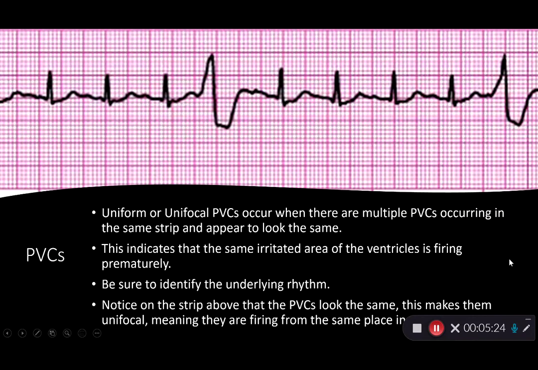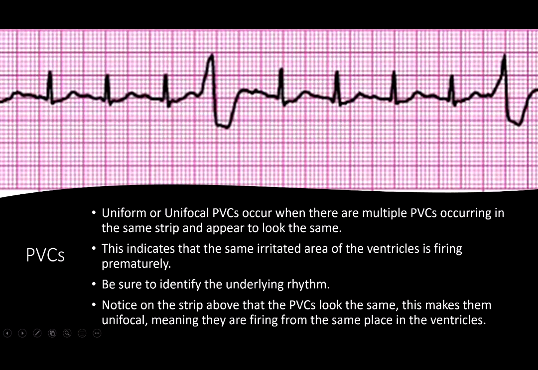Now, we need to define PVCs. We need to look at whether we have more than one PVC in a rhythm. Up in this rhythm, you see we have 2 PVCs here. We need to look and see what they look like. If the 2 PVCs look the same, so when I look at this PVC and this PVC, their shape is generally the same, we call those unifocal PVCs, and unifocal just means they're coming from the same spot in the ventricle.